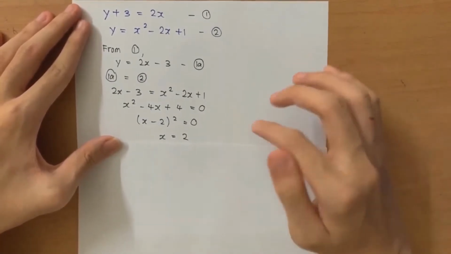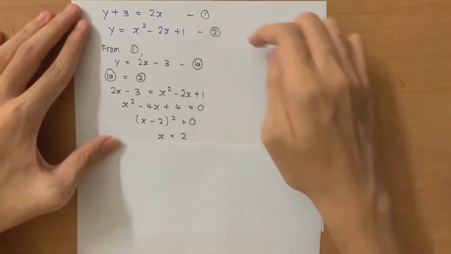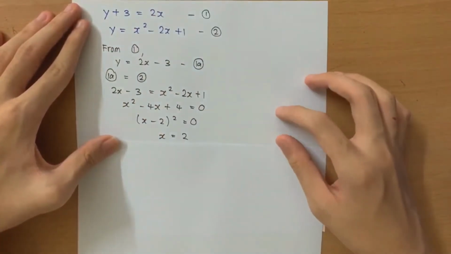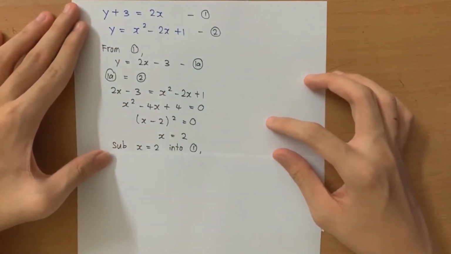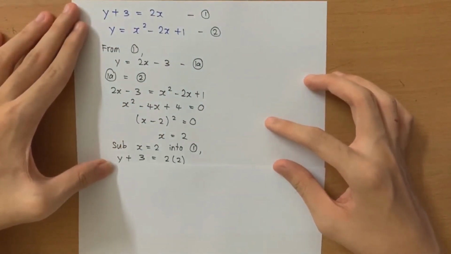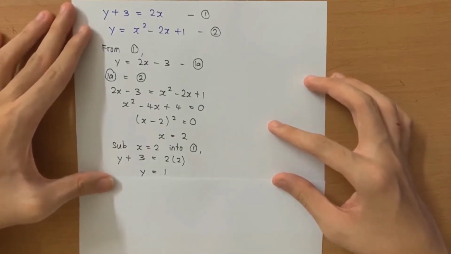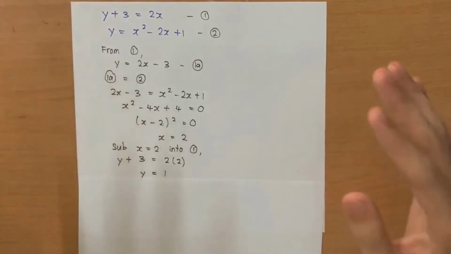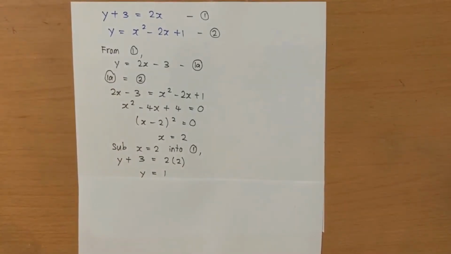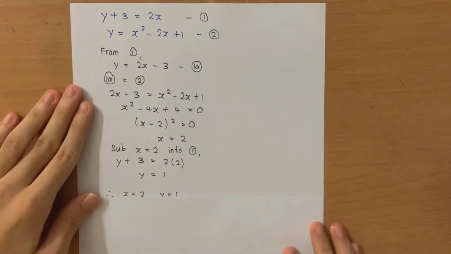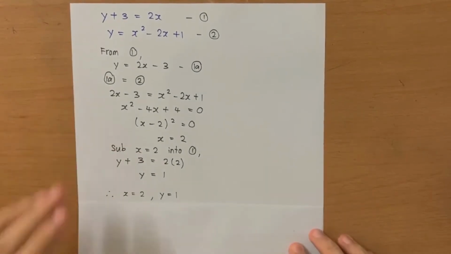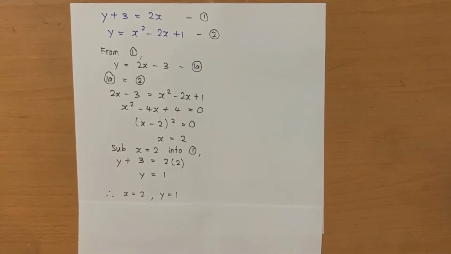Now we are just going to substitute x equal to 2 into equation 1 just to find the y value. So y plus 3 is equal to 2 times 2, so y is equal to 1. So the values of x and y that satisfy both of the equations are x is equal to 2, y is equal to 1.